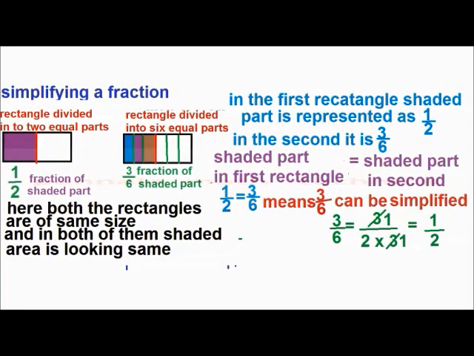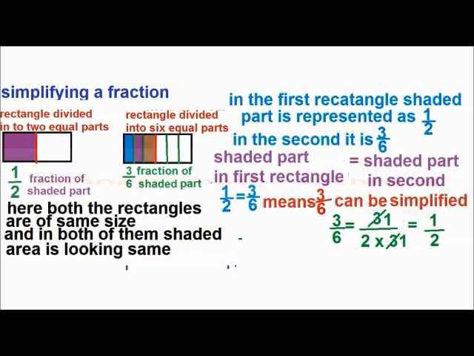Now see these figures. There are two rectangles of the same size. The first rectangle is divided into two equal parts. One part is shaded and one is not shaded. So the shaded part we can represent as 1/2. That is the fraction of the shaded part.